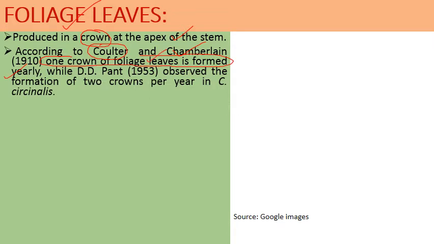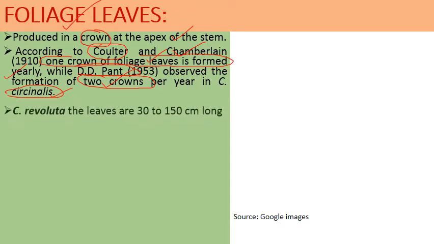This was observed by Chamberlain and Coulter, while D.D. Pant in 1953 observed that there is formation of 2 crowns per year. D.D. पंत ने ऑब्जर्व किया कि एक ईयर में 2 क्राउन्स बनते हैं फॉलिएज लीव्स के in Cycas circinalis, which is known as crozier cycas.